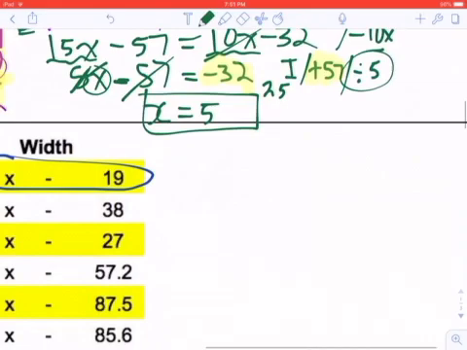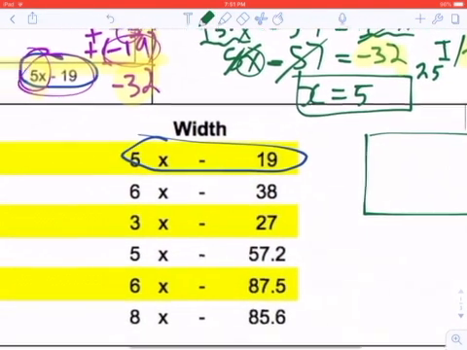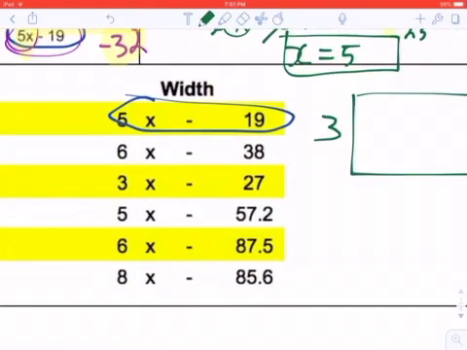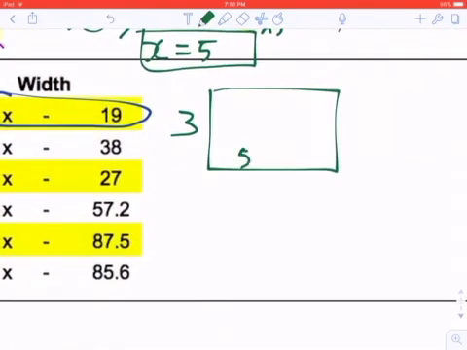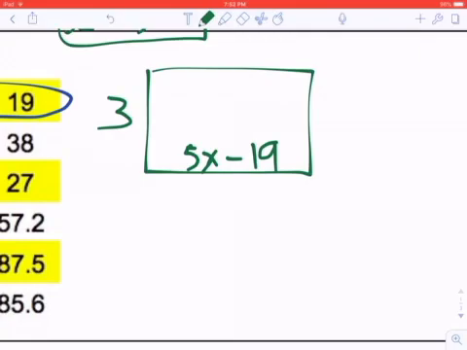So let's see if in fact that's true. So I know that this shape was, this was 3, and this was 5x minus 19. So what I need to do is replace that x with 5, right? And that's called substituting in. So I have to do 5 times 5, 25, minus 19 is 6. So that's 6. So let's double check.